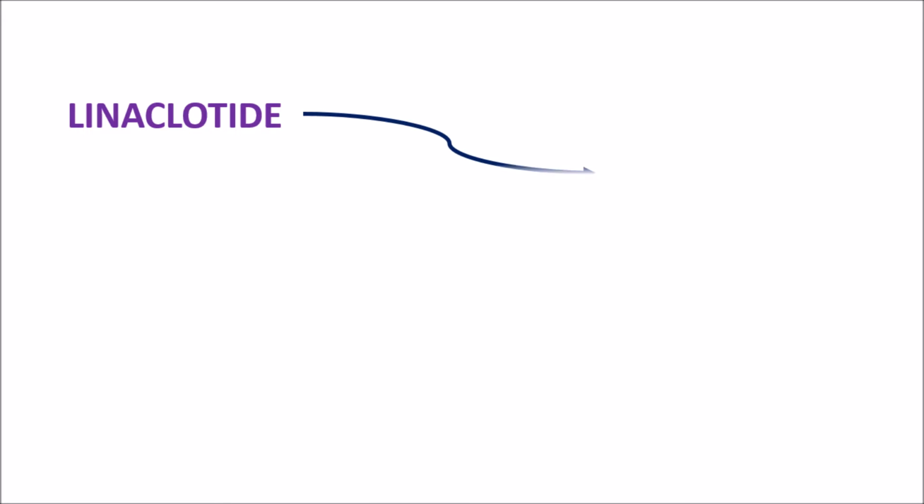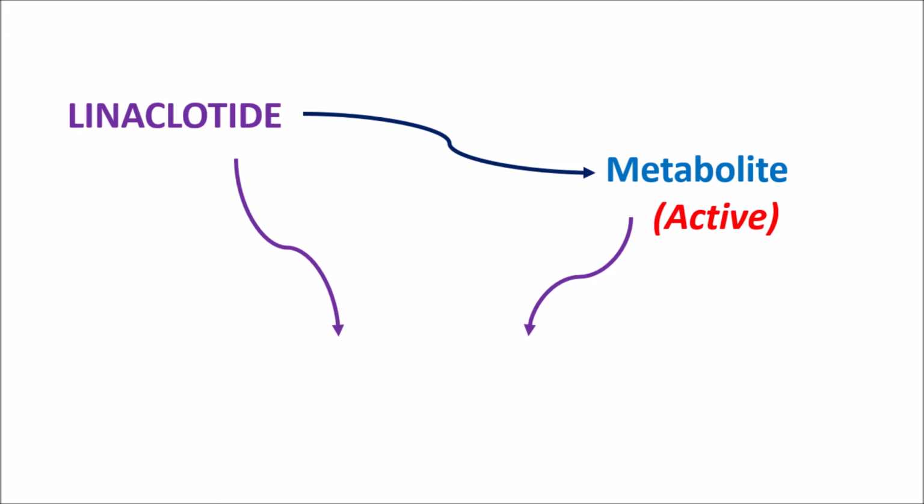Linaclotide can be converted into its metabolite, but this metabolite is also active. So both linaclotide as well as its active metabolite can produce their pharmacological actions. Both of these compounds can act as GCC agonists, guanylate cyclase C receptor agonists. Guanylate cyclase is one of the lyase enzymes which can convert GTP into cyclic GMP. So when these receptors are activated, cyclic GMP levels are elevated, which can increase the GI motility.